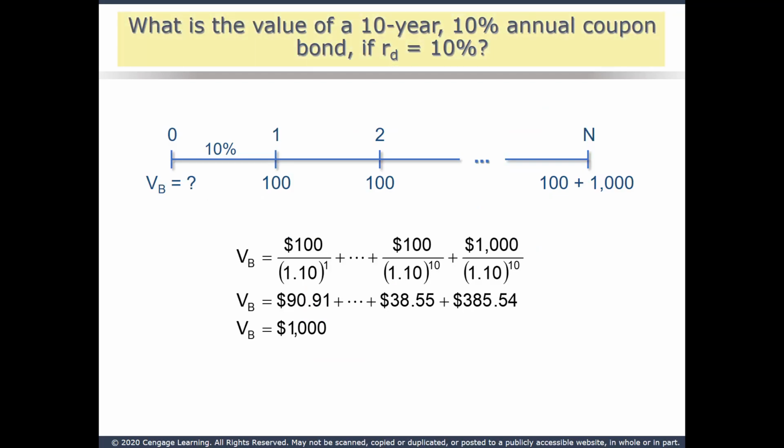Let's look at a simple example. What is the value of a 10-year bond with a 10% annual coupon rate paying interest annually when the required return is 10%? Note that when the coupon rate equals the yield to maturity, the bond sells for its par value. This is always true at any time during the life of a bond.